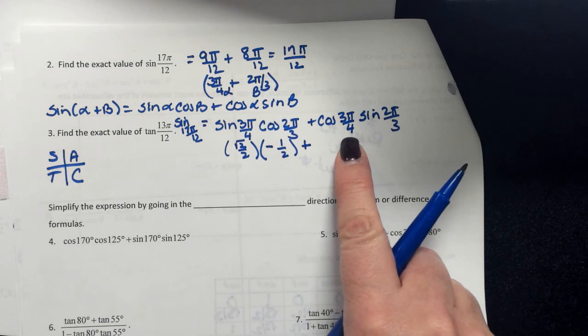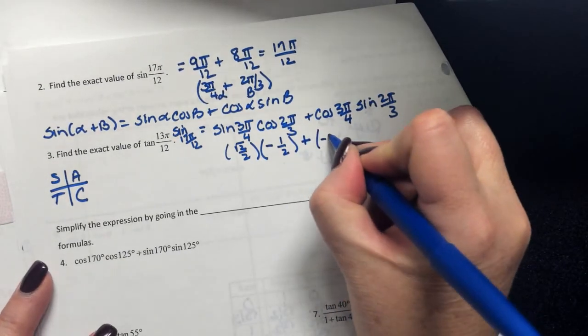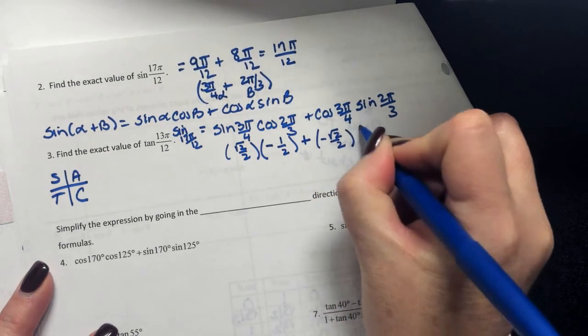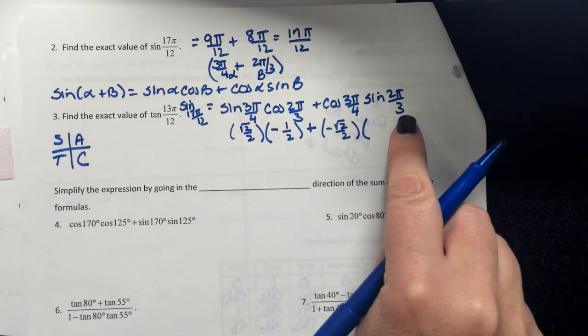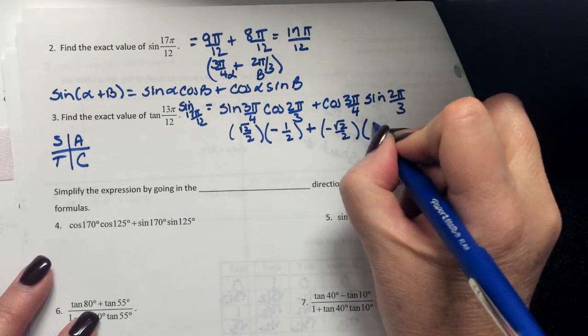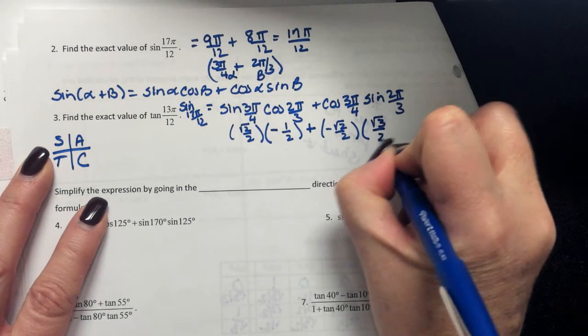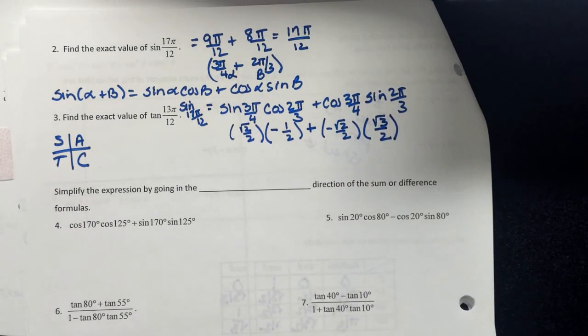3 pi over 4 is in quadrant 2, so is that positive or negative? Negative what? Negative square root 2 over 2. And then the sine of 2 pi over 3 is going to be what? Positive. Square root 3 over 2. Very good. So be careful of the negatives, guys. You guys go ahead and finish that for me. Go ahead and multiply that.